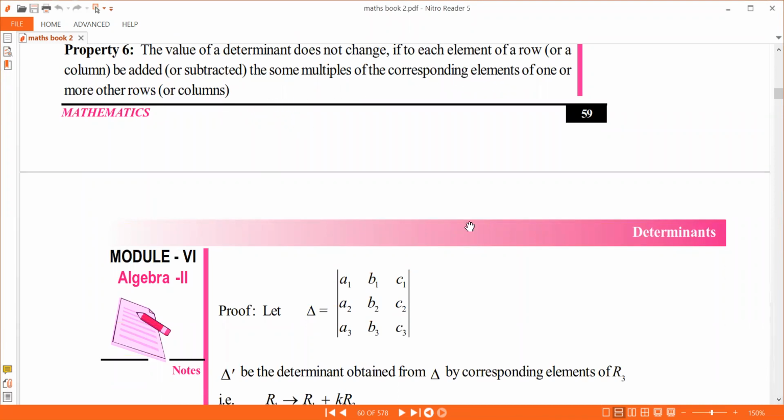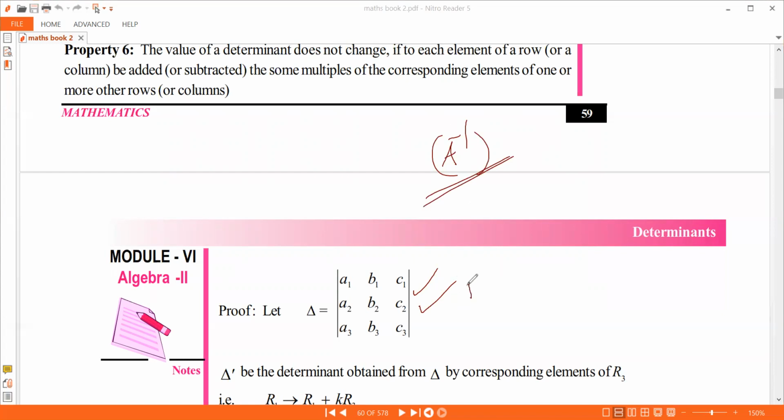The value of the determinant does not change if each element of a row or column is added to or subtracted from another. Okay, this is one thing. This is what is called elementary transformations. What are these elementary transformations? This is where I have to tell you, for this only they were training you there. Elementary transformations using A inverse, I told you. These are the elementary transformations.